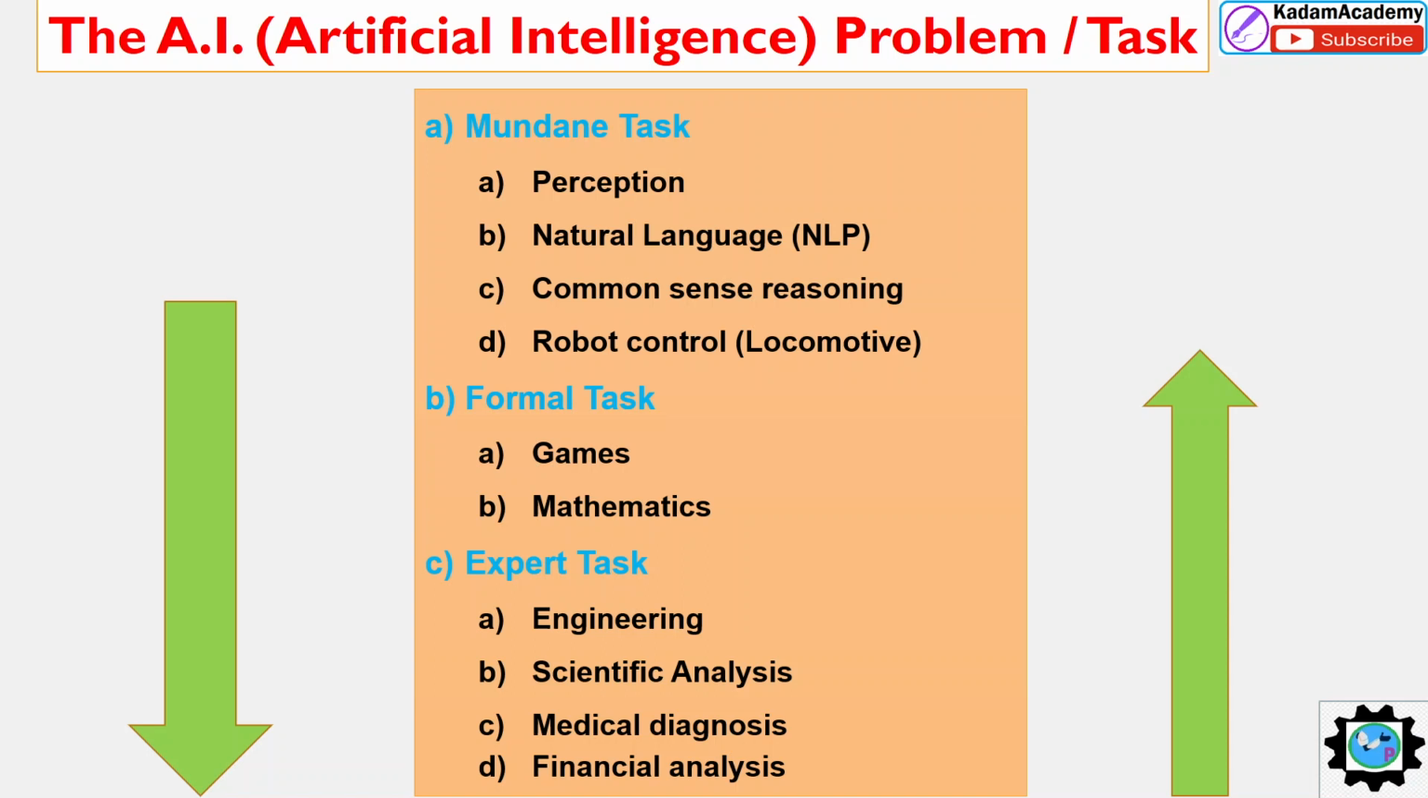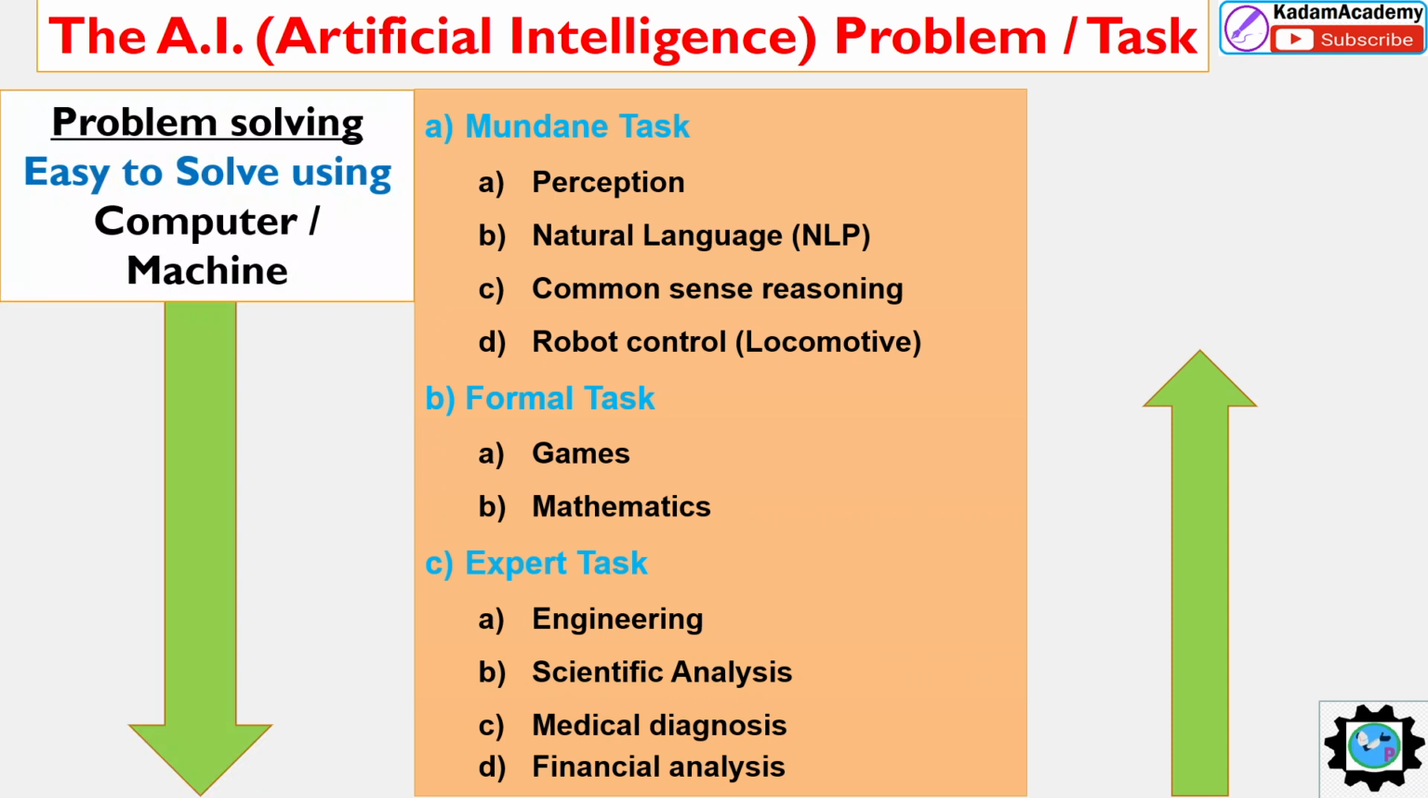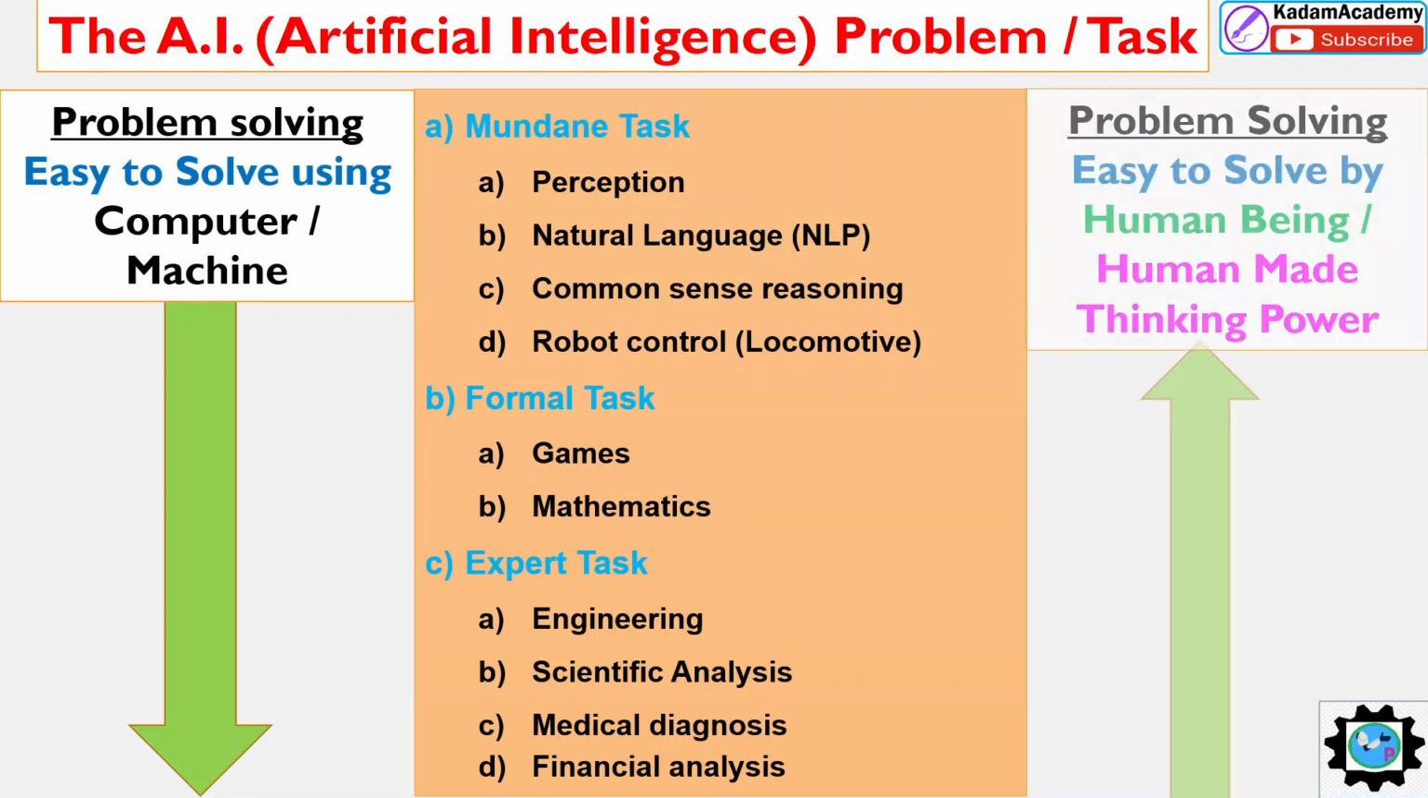From the mundane task, if we go in the downward direction towards the formal and expert tasks, the problem solving is easy to do using machines or computers. If you go from the downward expert task to the upward formal task and mundane task, so what will happen? The problem solving is easy for human beings, using human thinking power.